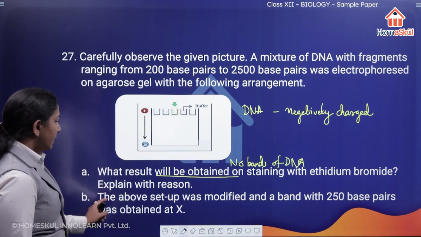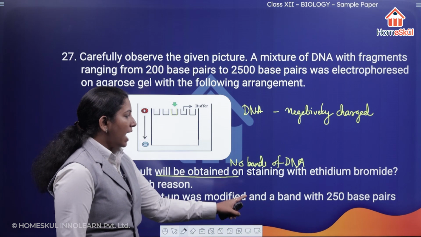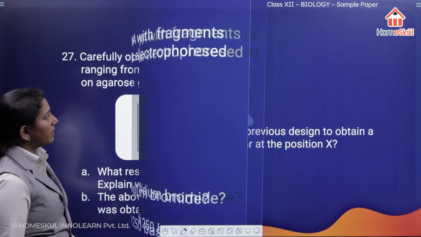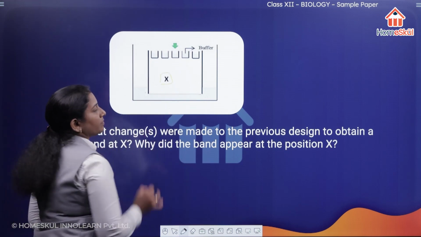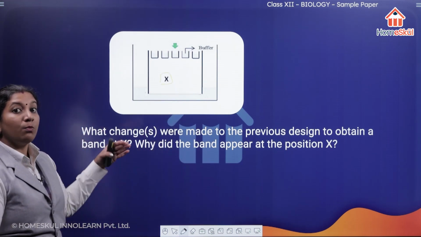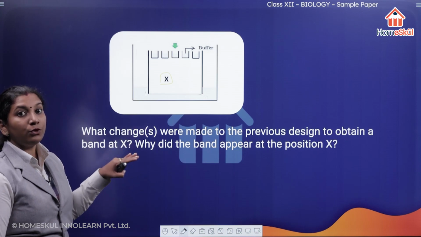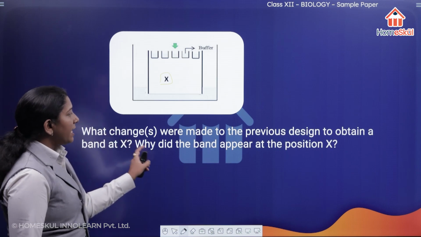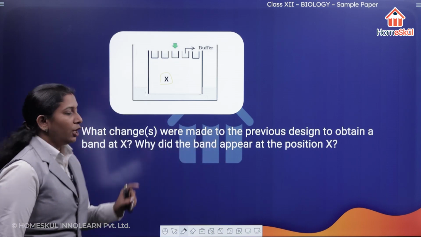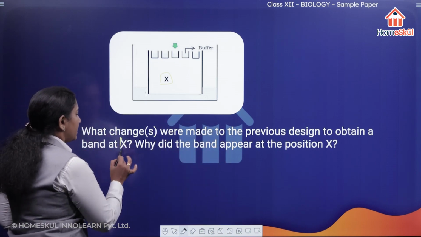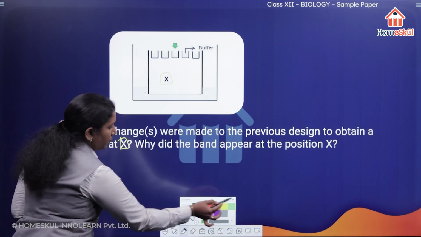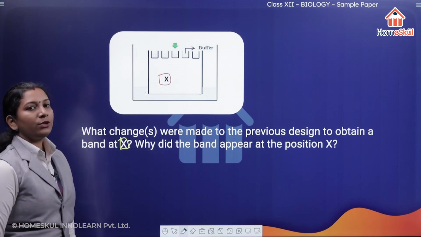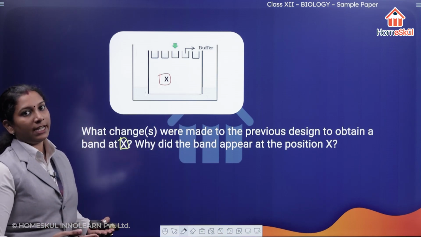And the second question: the above setup was modified and a band with 250 base pairs was obtained at X. Here you can see X. So the above setup was modified and we obtain a band of 250 base pairs at this X point. The question is, what changes were made to the previous design to obtain the band at X? What are the changes that you have to make?